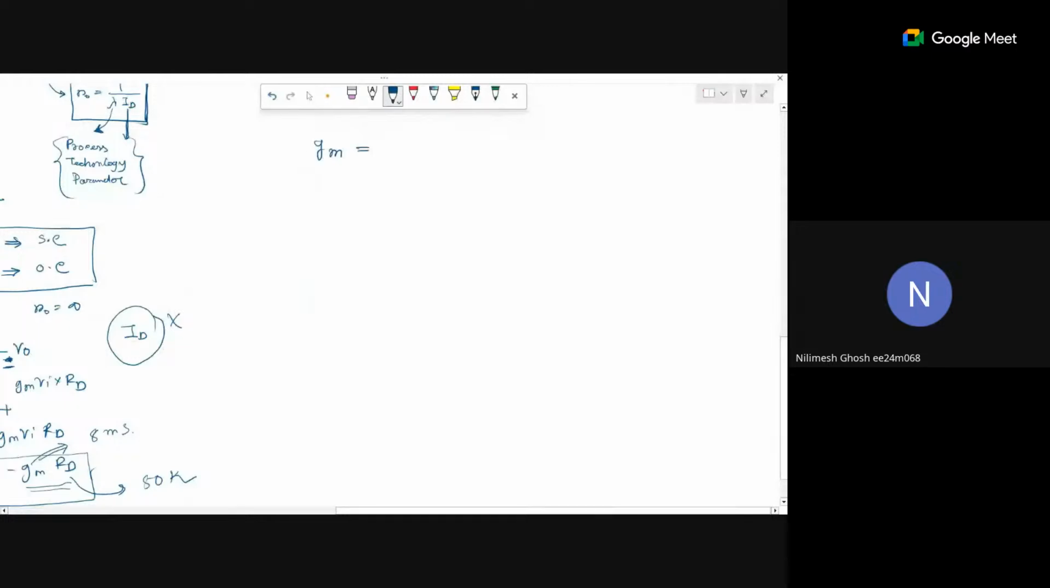How gm comes. gm is trans... what is the name of this? Transconductance. Yes, transconductance. Okay. So how did this gm come? See, gm is the effect of input on the output. Okay, gm is the effect of input on the output.